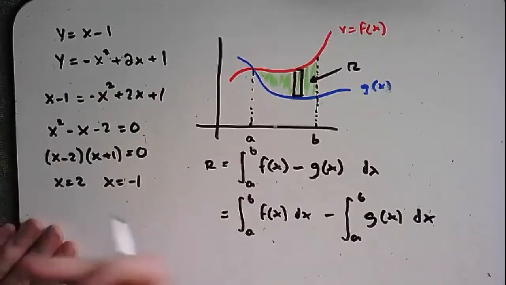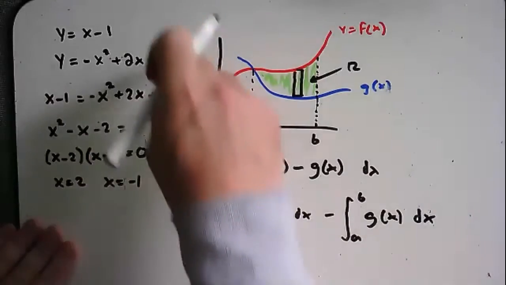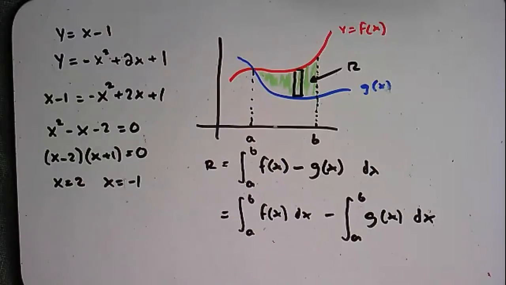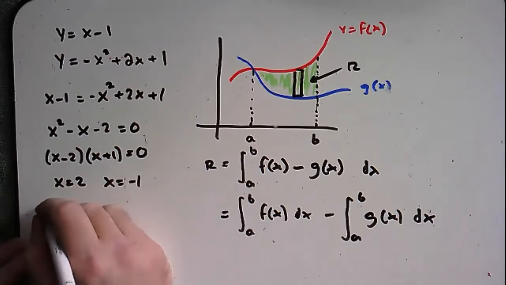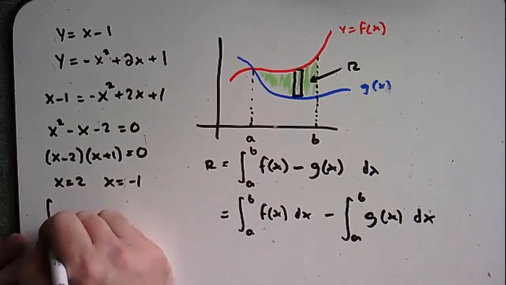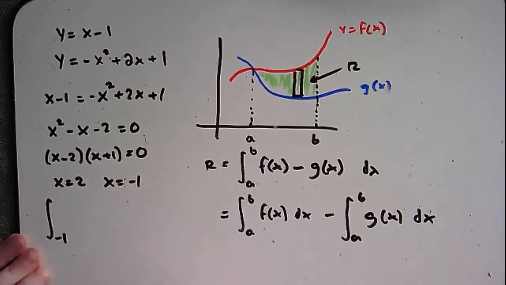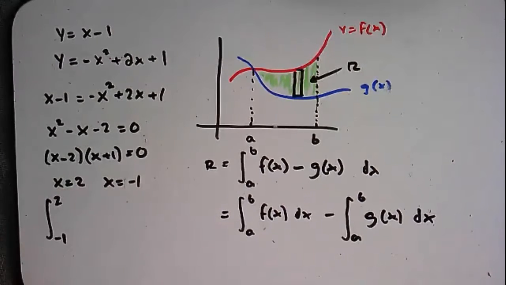And remember what the equation was. The equation was looking for points on the line and the parabola that have the same x and y values. So what that tells us then is our integral is going to go from negative 1 to 2.